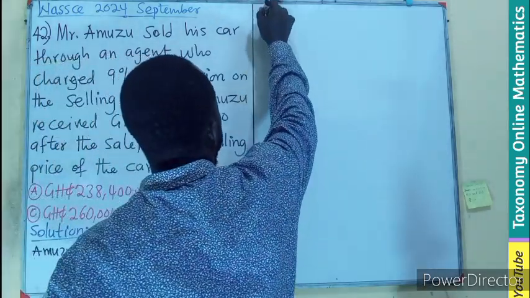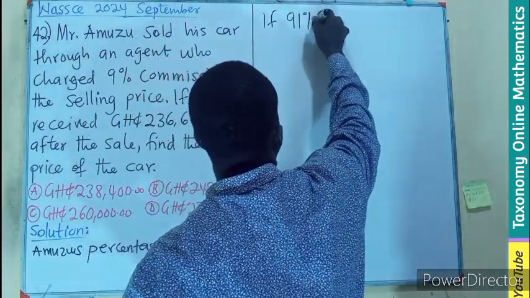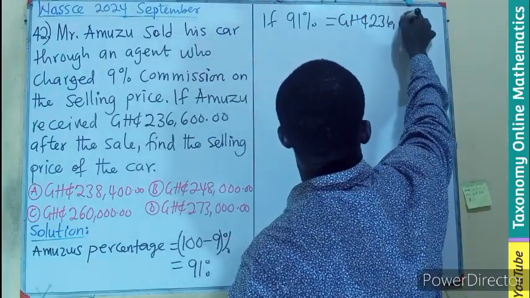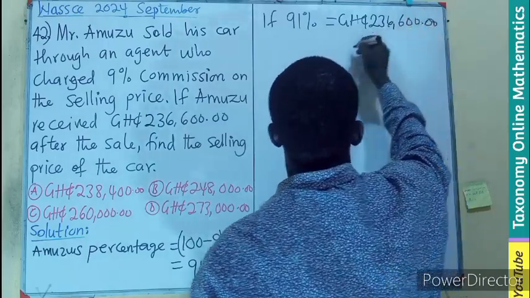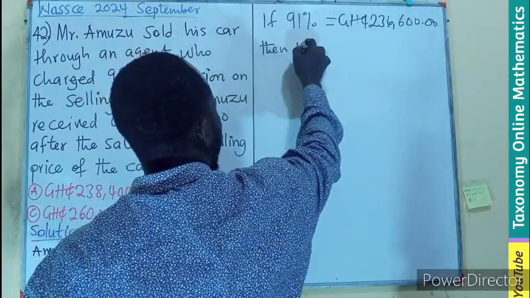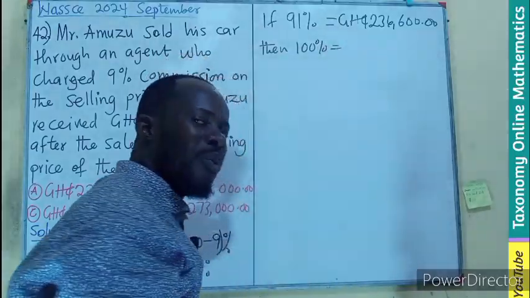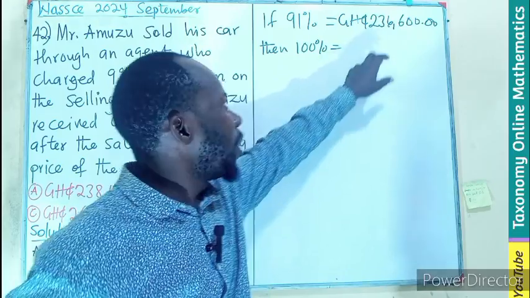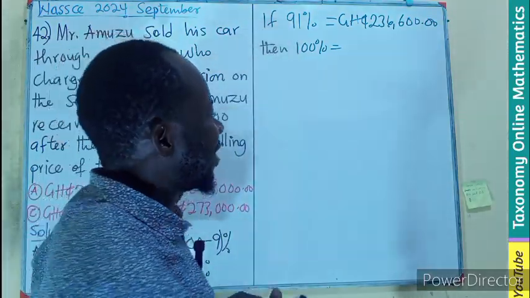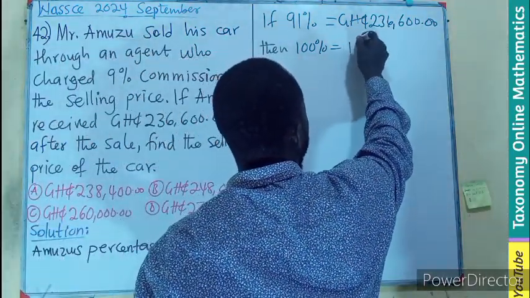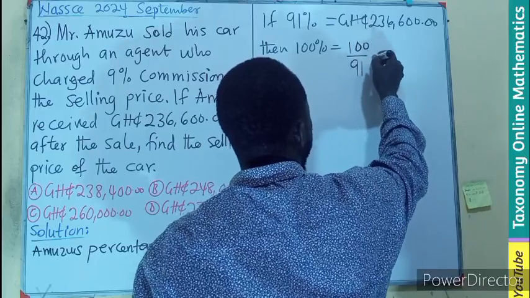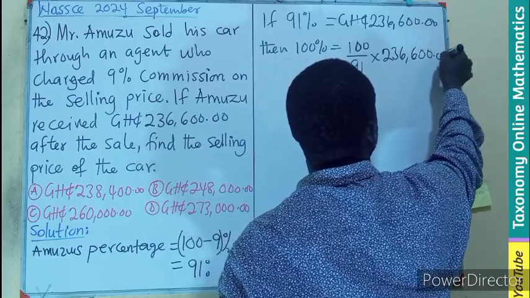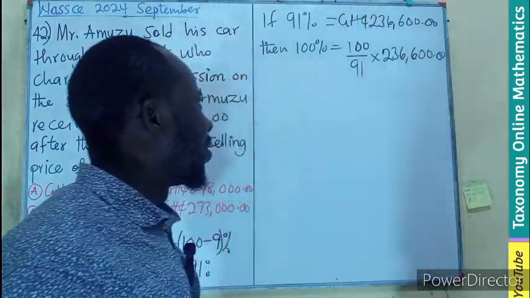So we can say that if 91% is producing an amount of 236,600, then the selling price, which is the 100%, is supposed to give us more than this amount. So between the two, let's divide, meaning 100 divided by 91 times 236,600. Because of space, I've taken the symbol out.